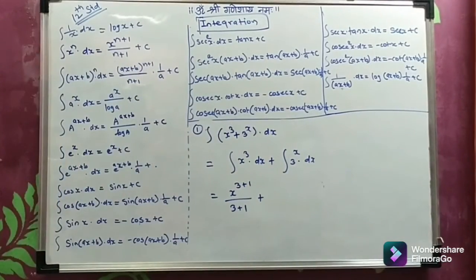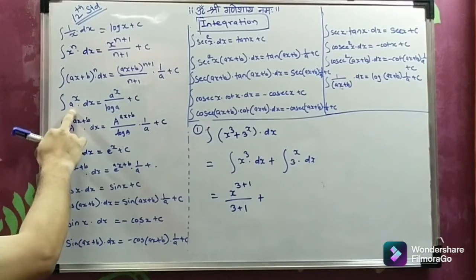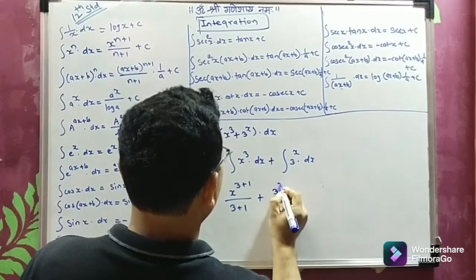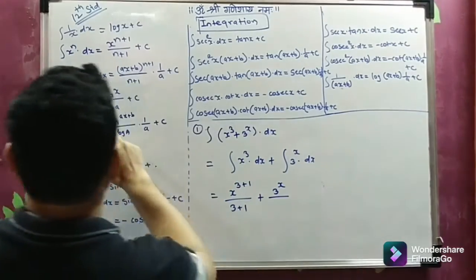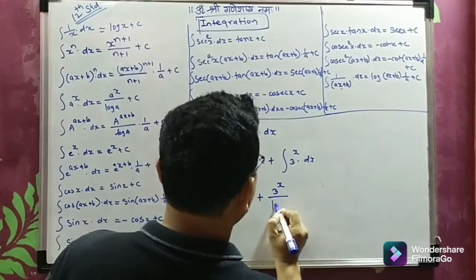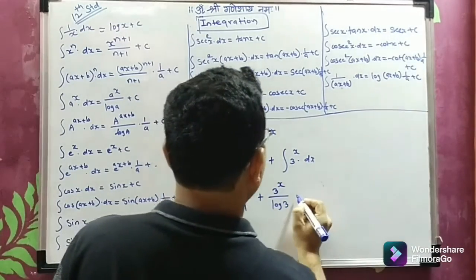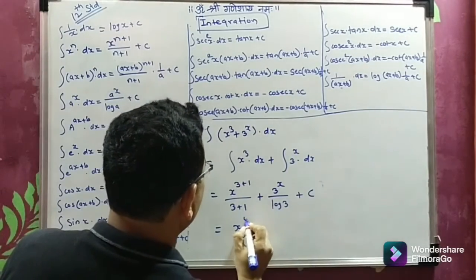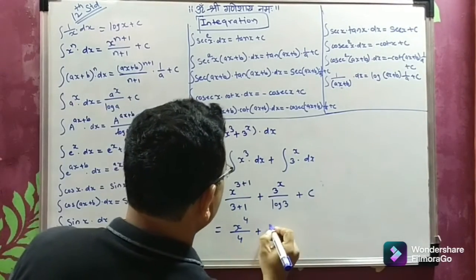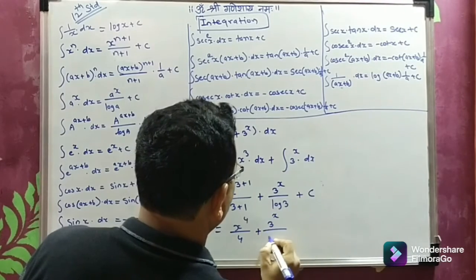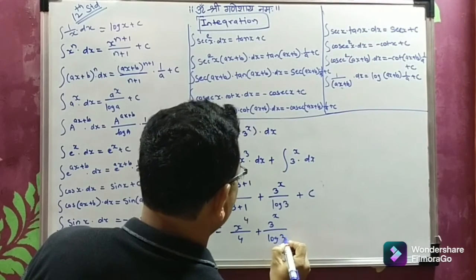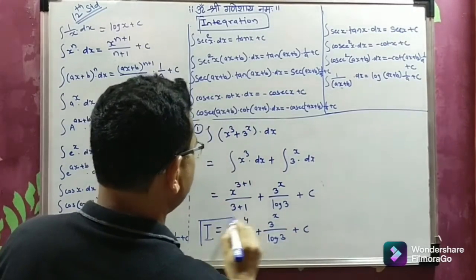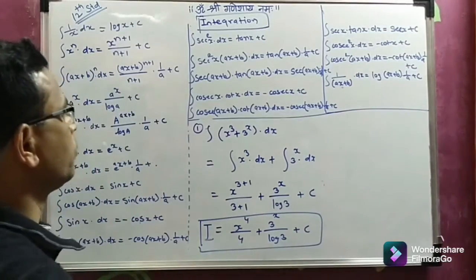What is the integration of 3 raised to x? This is the formula for a raised to x. So what will the answer be? The answer will be 3 raised to x divided by log of 3 plus c. So the answer will be x raised to 4 divided by 4 plus 3 raised to x divided by log of 3 plus c. This is the answer of this question.